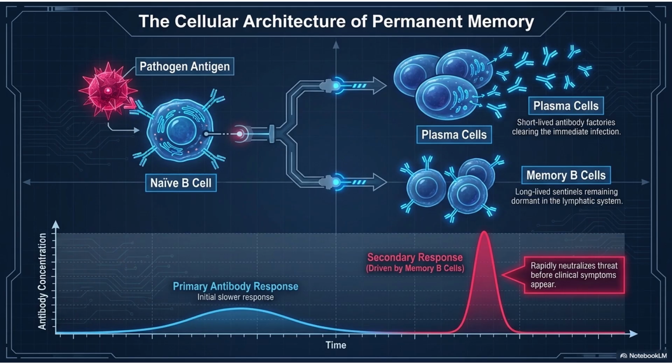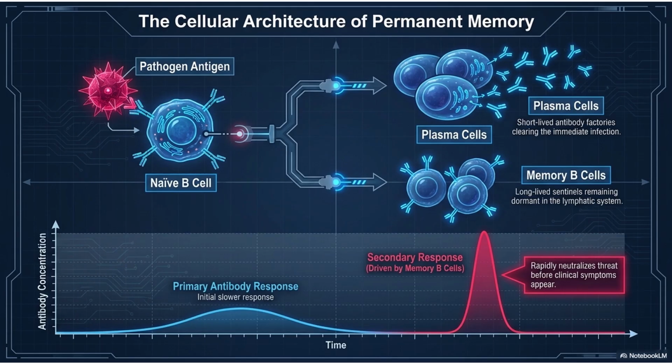But on second exposure, the memory cell drives the secondary response. And the difference is dramatic. It is much faster and it climbs to a much higher antibody level. The pathogen is neutralized so quickly that in some cases, or in most cases, you never develop symptoms at all.